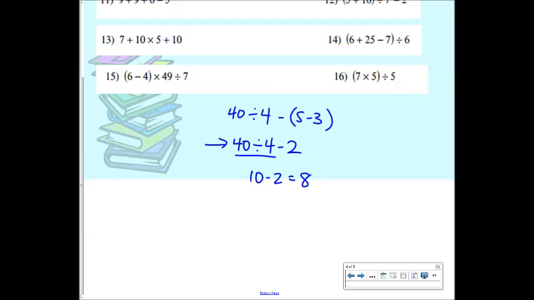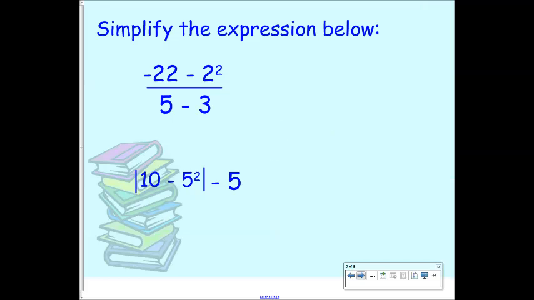So what's going on here? What does this line in the middle mean? Divide. It means divide, but in order of operations, when you have a division bar like this, how do you do this? Yeah, it's almost like the stuff on top is in parentheses and the stuff on the bottom is in parentheses. So do everything on the top using order of operations, then everything on the bottom. So everything on the top, what would come first? Exponents, what's 2 squared? So it becomes negative 22 minus 4 over, and then what's 5 minus 3?